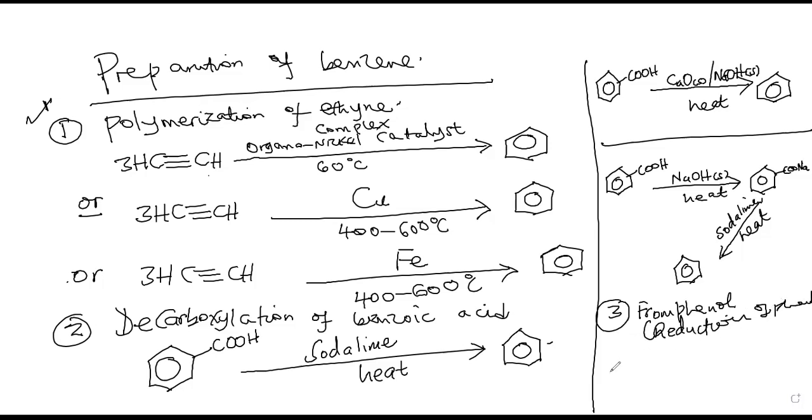How do you reduce phenol? You get phenol, you heat it with zinc dust. So if you have phenol, OH, and you just heat it with zinc dust, automatically, it is going to give you benzene. You heat it with zinc dust, you get benzene.